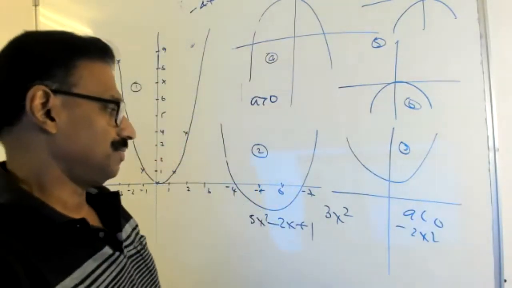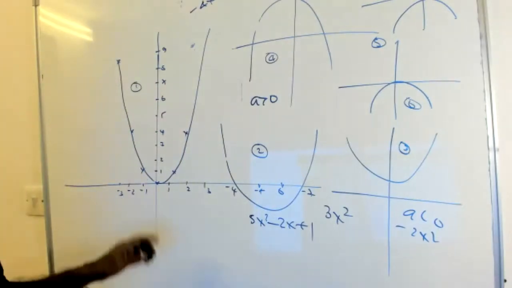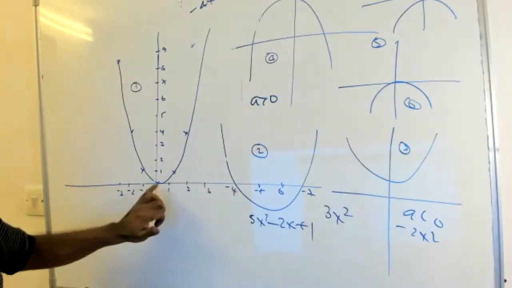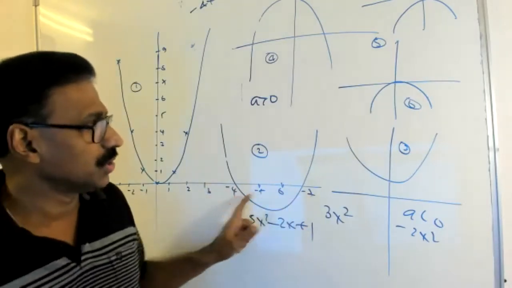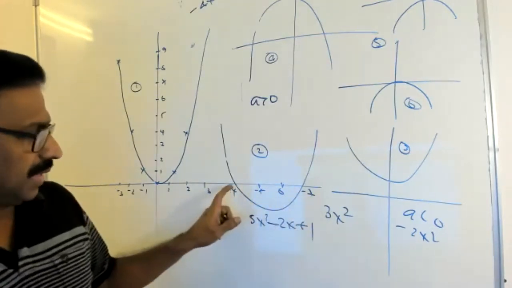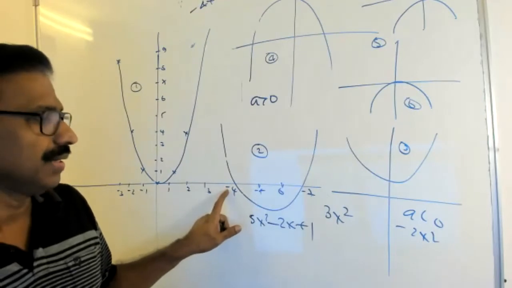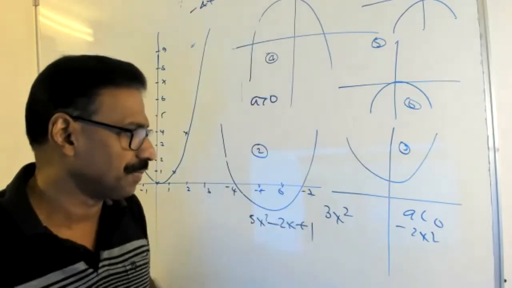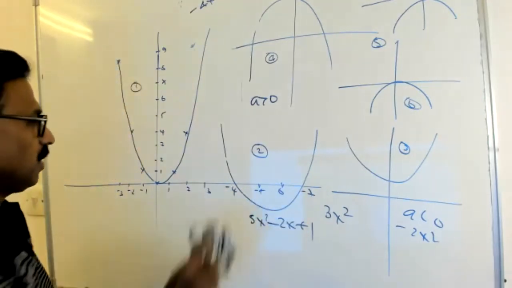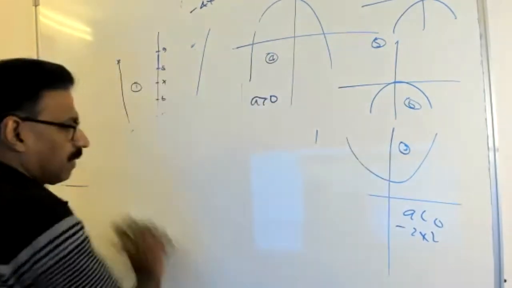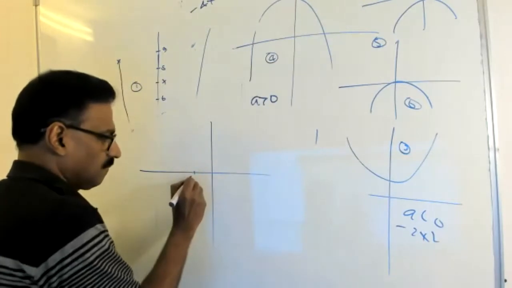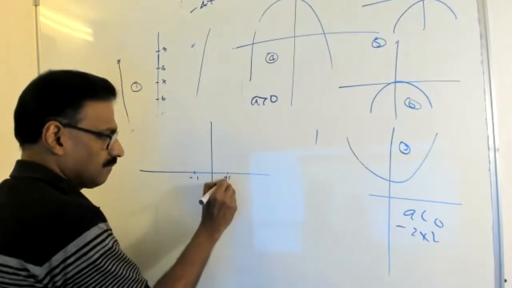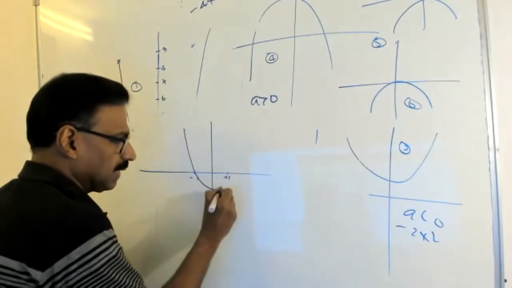Okay. Now, here only 1 zero, because it is just touching at only one place. Here it will be 2 zeros. Look, minus 1, minus 4, minus 1. The graph is passing through minus 4. Look, I'll show you another one. Suppose a graph passing like this.